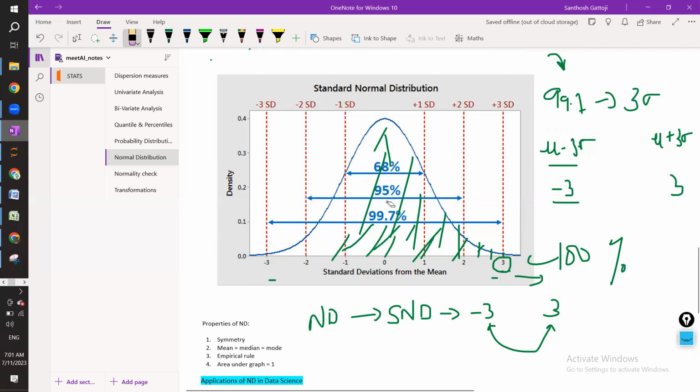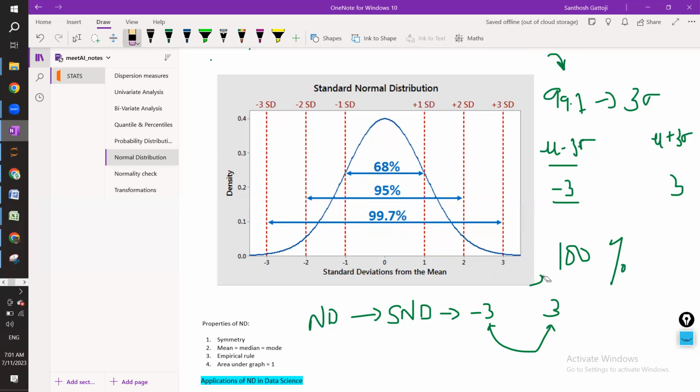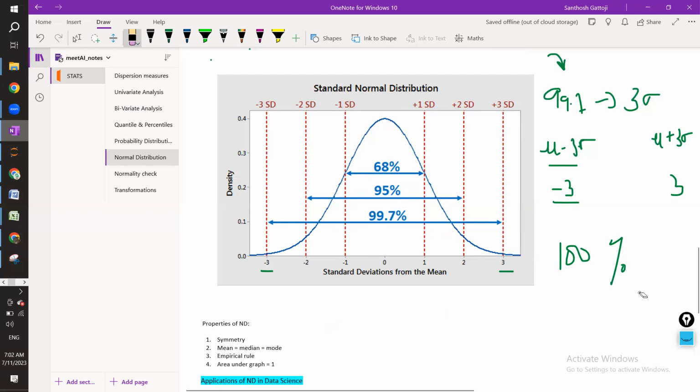Is it clear, Meghna? Did that answer your question now? Yes, sir. You understood, right? Because we cannot have minus 4. You can put minus 4, but there is no data to have there, because 100% of the data is captured between minus 3 and 3 itself. Okay, fine.